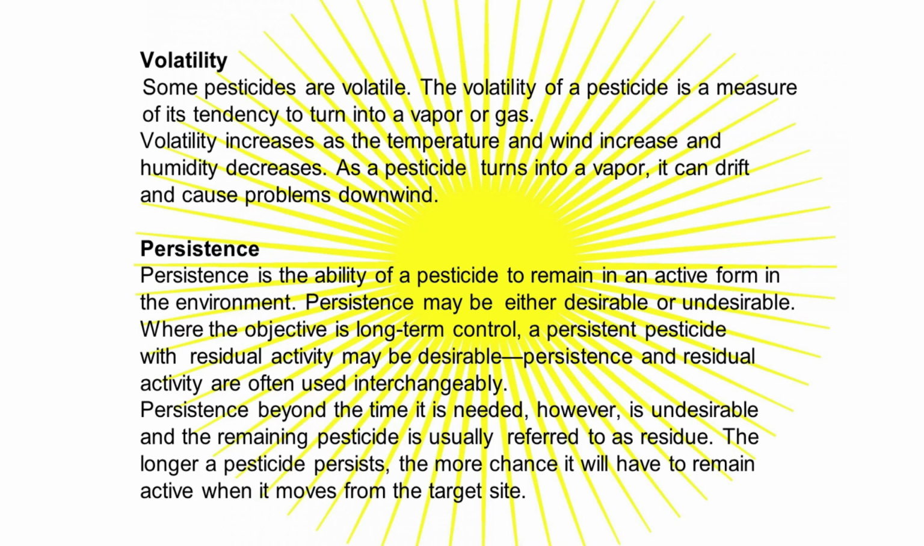Persistence. Persistence is the ability of a pesticide to remain in an active form in the environment. Persistence may be either desirable or undesirable when the objective is long-term control. A persistent pesticide with residual activity may be desirable. Persistence and residual activity are often used interchangeably. Persistence beyond the time it is needed, however, is undesirable, and the remaining pesticide is usually referred to as its residue. The longer a pesticide persists, the more chance it will have to remain active when it moves from the target site.